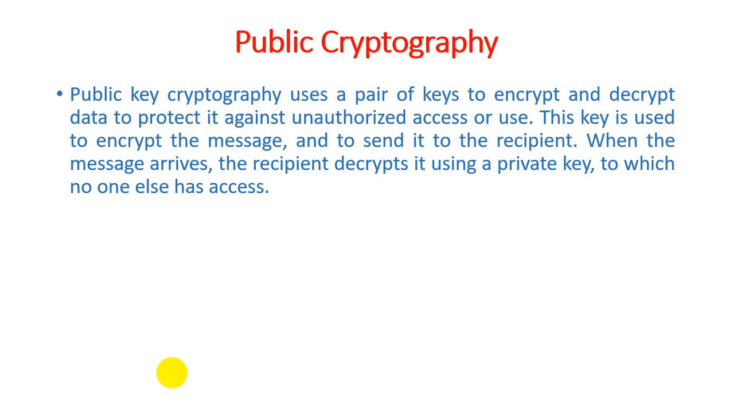Whenever we discuss encryption and decryption, the combined process is known as cryptography. The encryption process happens on the sender's side, who originates the message, and the decryption process happens on the receiver's side, who receives the message in the form of decrypted data. This key is used to encrypt the message and send it to the recipient. Recipient means the receiver's side. When the message arrives, the recipient decrypts it using a private key to which no one else has access, because it can be decrypted only via a private key shared with the initiator, or we can say the sender.